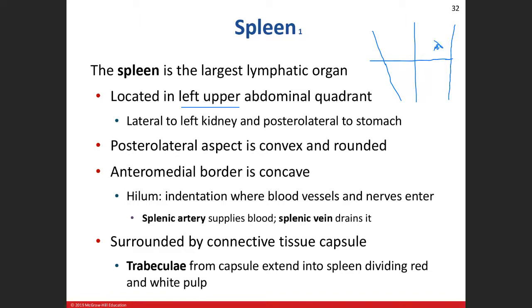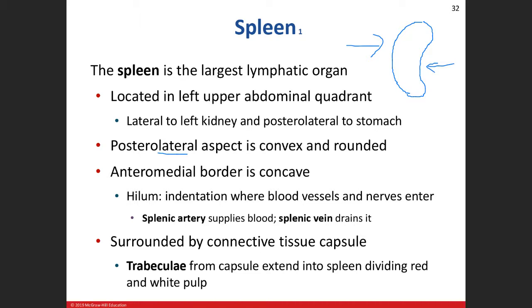When you look at the spleen, it's easy to confuse with the kidney because it has a convex side and a concave side, where there's kind of an indentation. The convex, rounded portion is going to be on the lateral portion, but more towards the back, and the indentation is going to be facing towards the midline, towards your spine, but more towards the front.